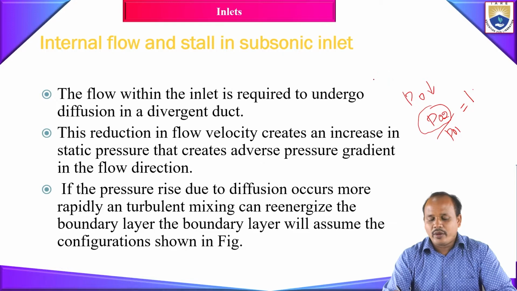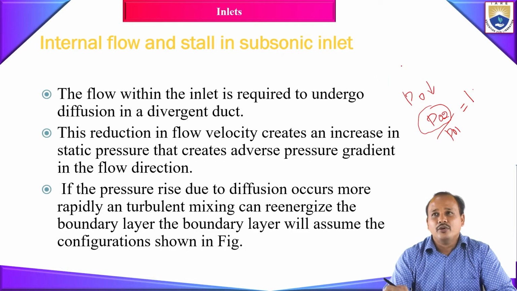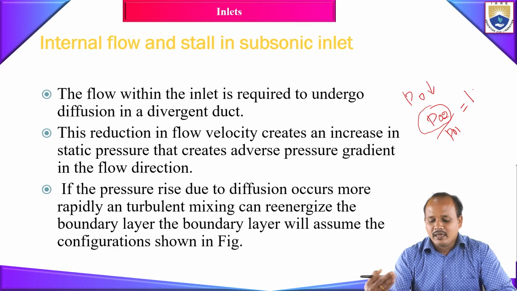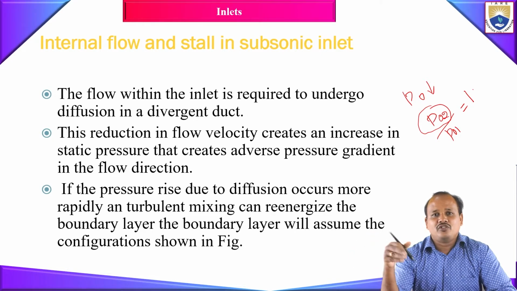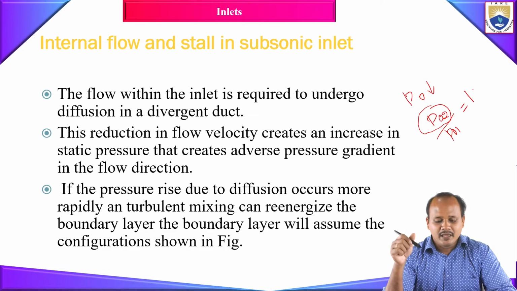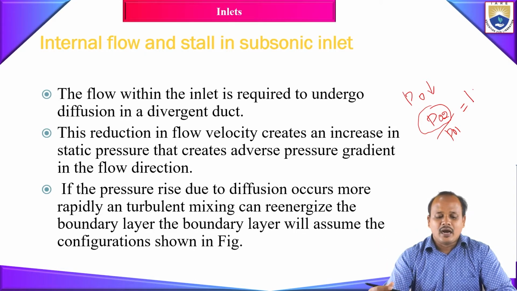Okay, when these wakes and vortices form due to flow separation, when they move downstream to the compressor, there also they are going to create loss. So loss introduced in the intake will propagate to the compressor also, which will result in a reduction in the efficiency of your compressor also. That's why it is important to understand how this stall is happening and how we can prevent it. Okay.